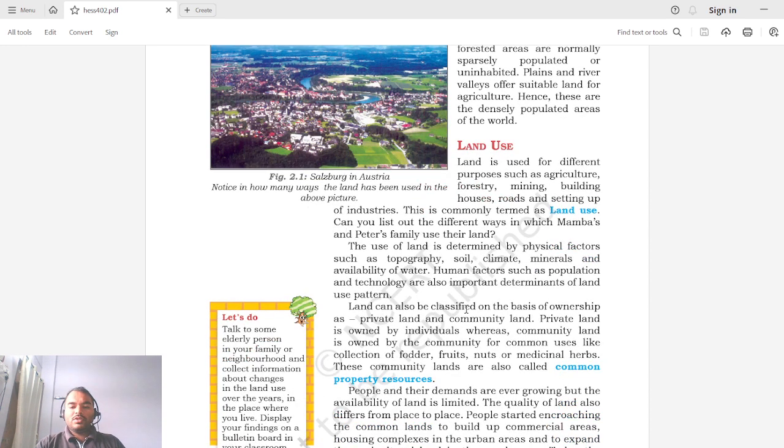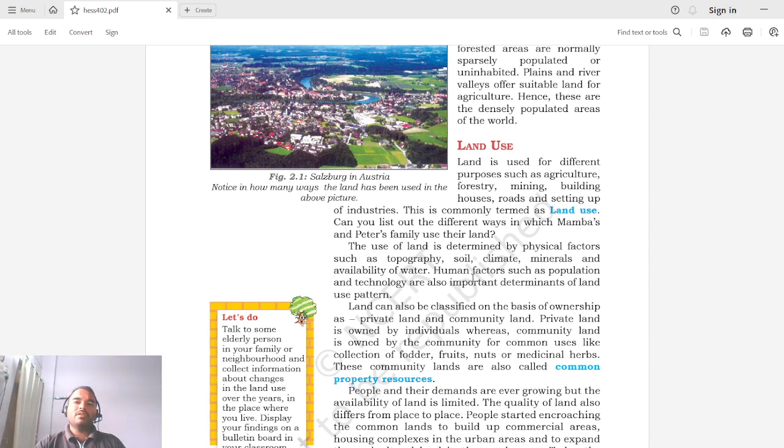So land can also be classified on the basis of ownership. As you see this land, basically it is either owned by some private owner or it is community land. Community land means it is owned by more than one person or one community. Private land is owned by individuals, whereas community land is owned by the community for common use like collection of fodder, fruits, nuts or medicinal herbs. These community lands are also called common property resources.